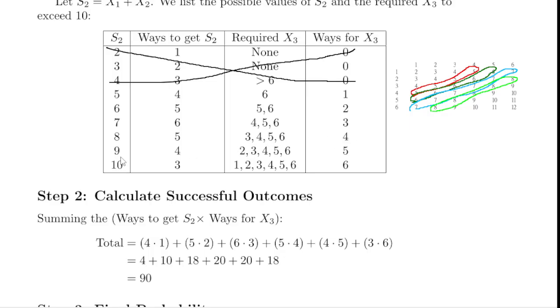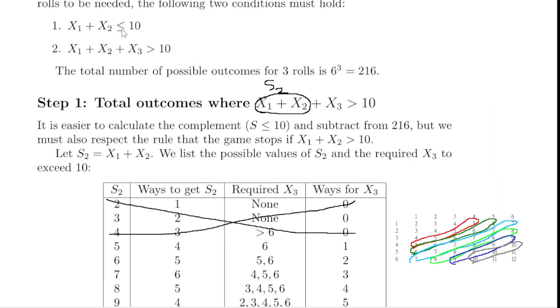Now we go on to 9. If the sum of the first 2 is 9, that's these 4 right here. And the smallest the third one could be is 2, because 9 plus 2 is 11. So 2, 3, 4, 5, 6. There's 5 total choices. And then lastly, if the sum of the first 2 is 10, then how many ways can you get that? Well, that's going to be 3. And so the total choices is 1 through 6. Note that we can't go beyond 10 because that would ruin this thing.